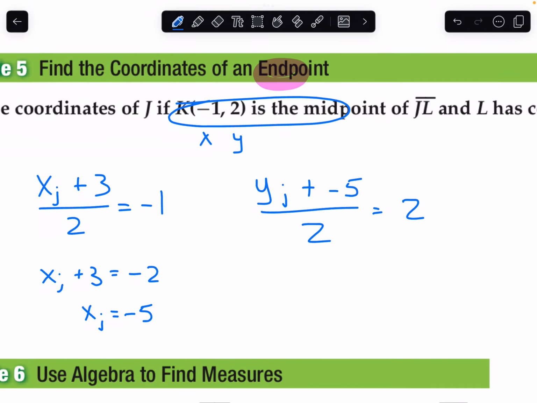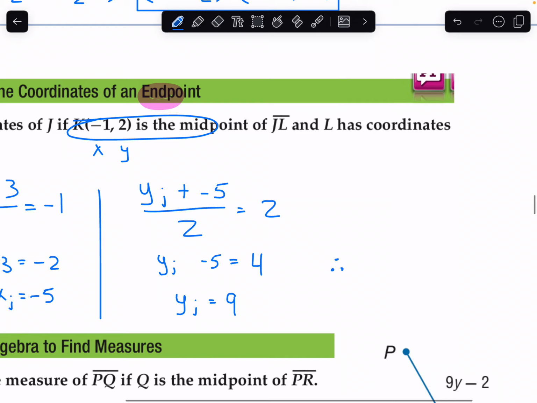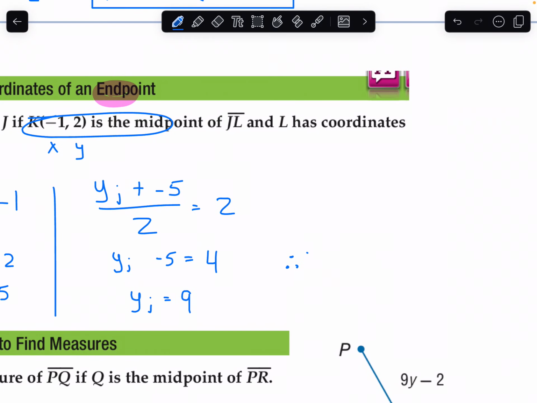And multiply over here, both sides by 2. Y sub J plus -5 equals 2 times 2 is 4. We could just simplify this to subtract 5. So we will add 5 to both sides. Y sub J equals 4 plus 5 is 9. Therefore, the coordinates of, we're looking for J, are -5, 9.